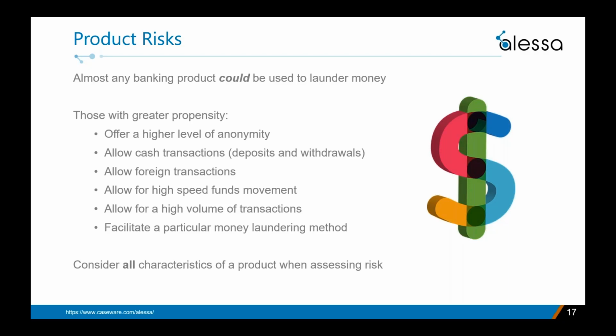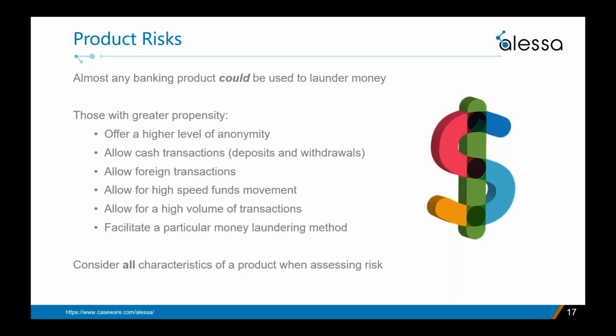So as we talk about the characteristics that make a product more vulnerable to being used in money laundering, keep in mind the 3 phases of the money laundering process, right? Placement, layering, and integration, and where particular characteristics might facilitate one or more of these phases. So a product's characteristics that give it greater money laundering risk are these. It offers a higher level of anonymity, meaning lots of things can be done without face-to-face client interaction.